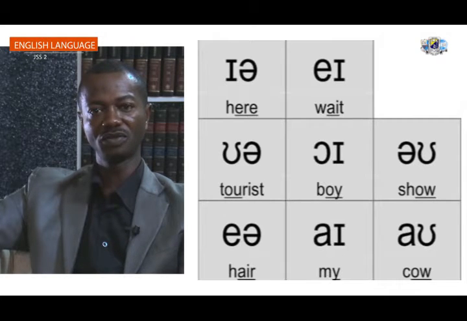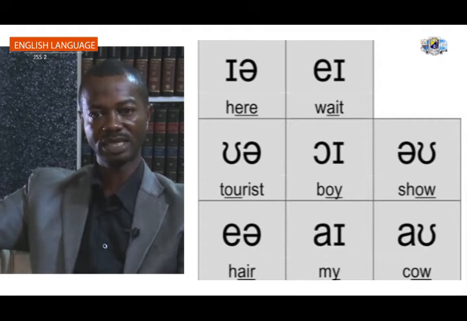Then you have the U schwa. The U schwa is pronounced as or, like you have in tourist, like you have in tour, like you have in boor. A boor is a rough and bad-mannered person. So you can say, that little boy is a boor.